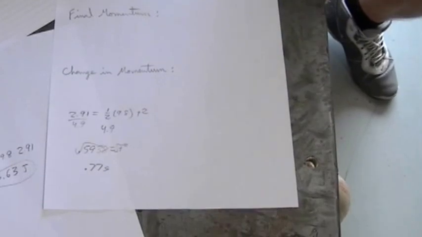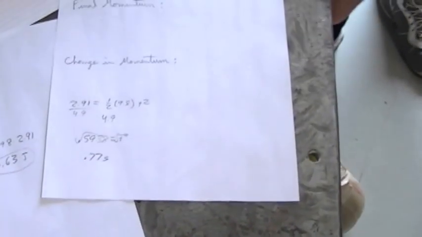We got one of them. Change in momentum. Initial momentum, wouldn't that just be zero? Potential. Our calculations tell us that it should take 0.77 seconds to fall. Let's go test it.